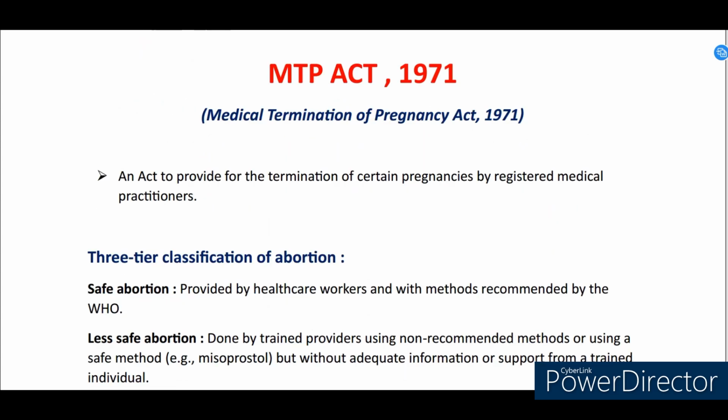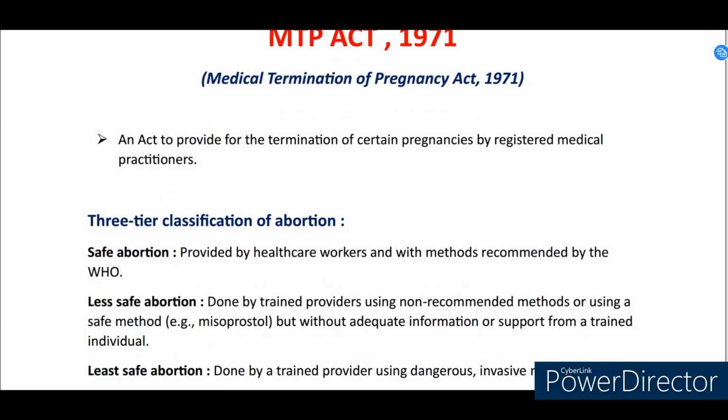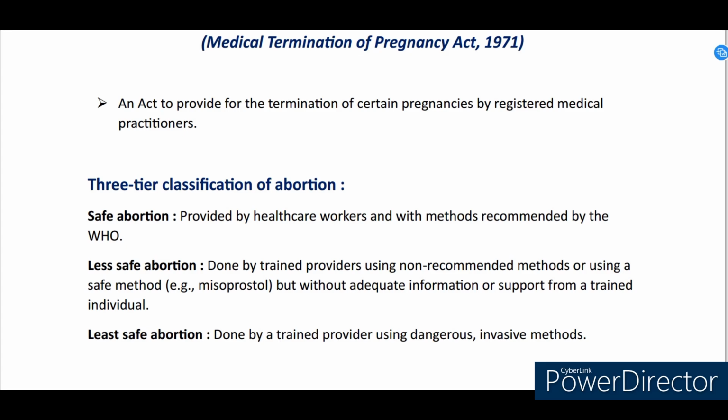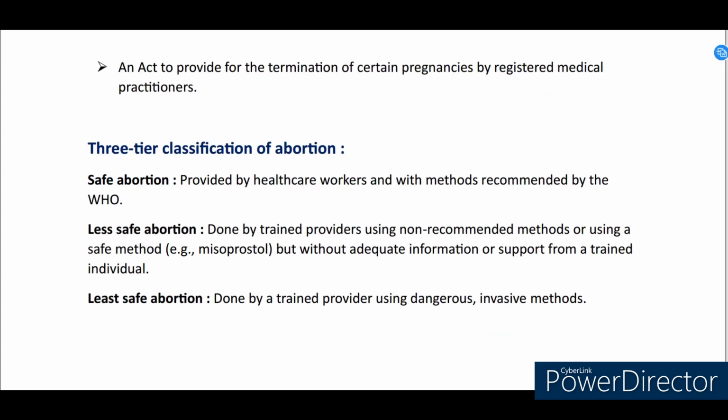And now coming to the MTP Act, Medical Termination of Pregnancy Act 1971. It is an act to provide for the termination of certain pregnancies by registered medical practitioners. Before that, we look at the three-tier classification of abortion. We call it a safe abortion when it is provided by healthcare workers and with methods recommended by the WHO. Less safe abortion is when it is done by trained providers using non-recommended methods, or using a safe method but without adequate information or support from a trained individual. Least safe abortion is when it is done by a trained provider using dangerous invasive methods.